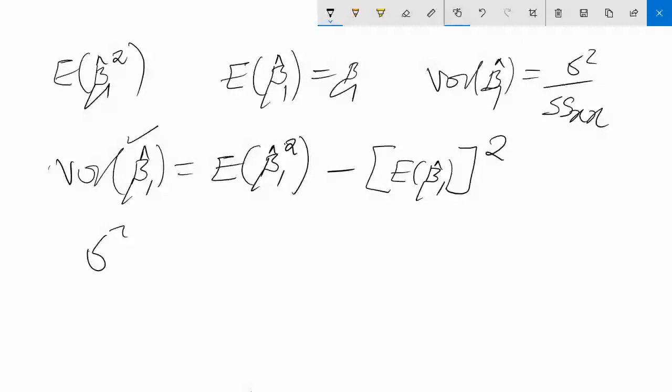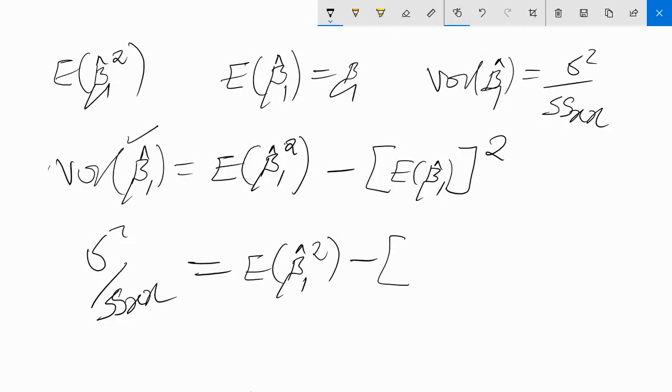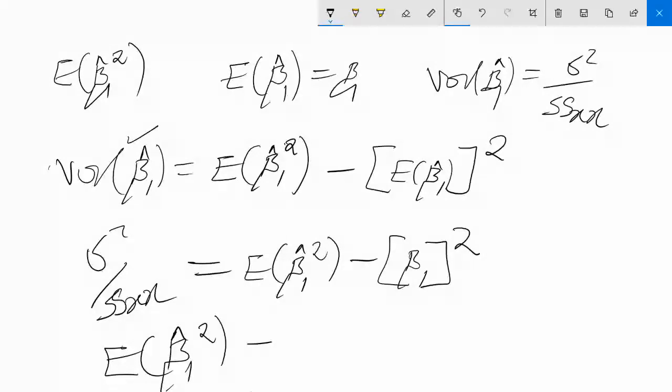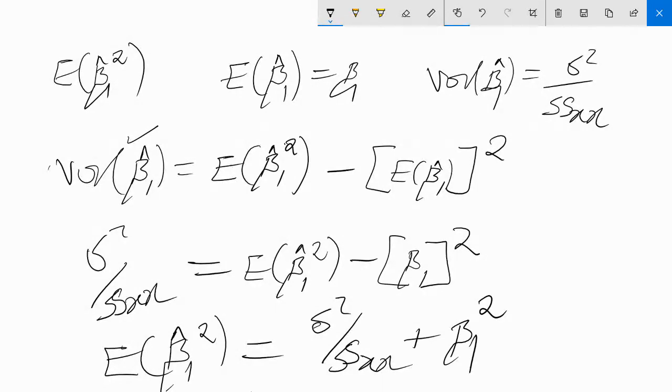I can substitute here sigma squared over SSXX, which is equal to the expected value of beta 1 hat squared, which I don't know, and that is what I'm looking for. And I know the expected value of this because it's here: it's beta 1, then I square. So I can make this the subject of the formula. If I do that, now I have the answer of the first part that I was looking for. So this is going to the right, and it changes the sign. It's going to be plus beta 1 squared. So this part is covered.